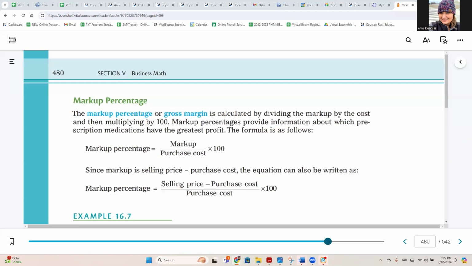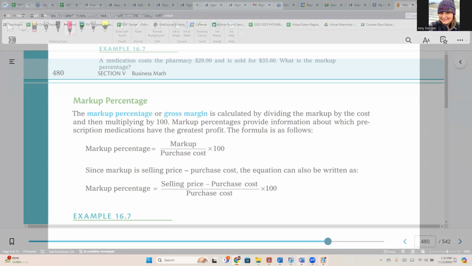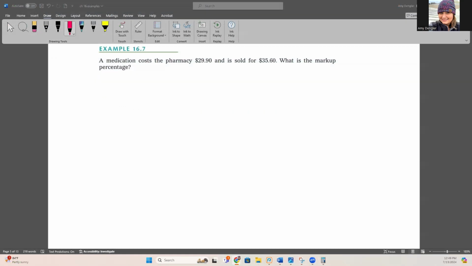And then let's do example 16.7. Example 16.7, a medication costs the pharmacy $29.90 and is sold for $35.60. What is the markup percentage? So we actually just found out, we need to find the markup first, but we found that out in example 16.6.